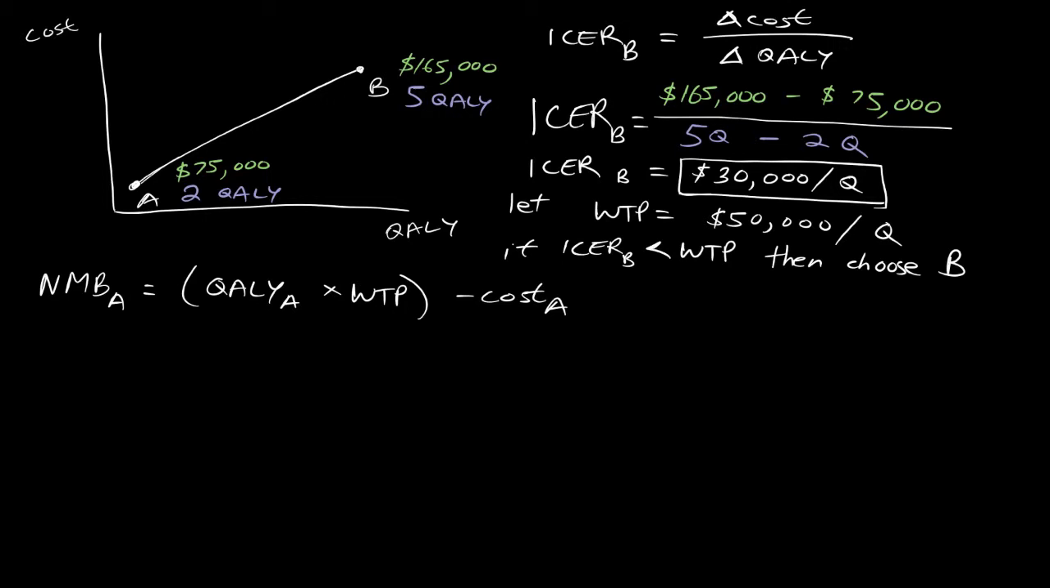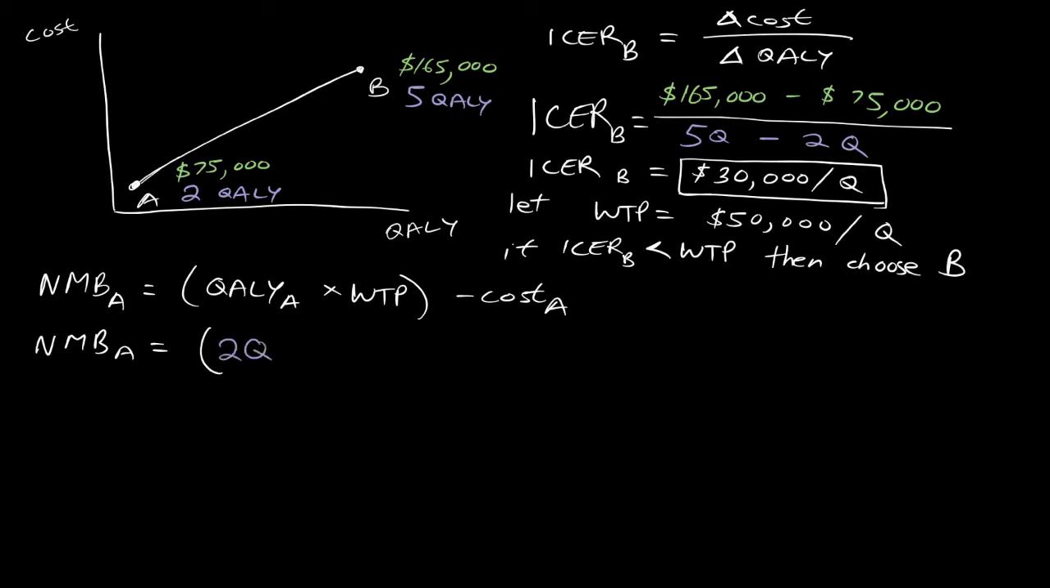Now, the other quantity you'll see in the triage examples is the net monetary benefit. So net monetary benefit is always equal to the quantity of quality adjusted life years times the willingness to pay, minus the cost. What the net monetary benefit does is it uses that willingness to pay to convert the cost and the quality of A into just a single measure, a single number.